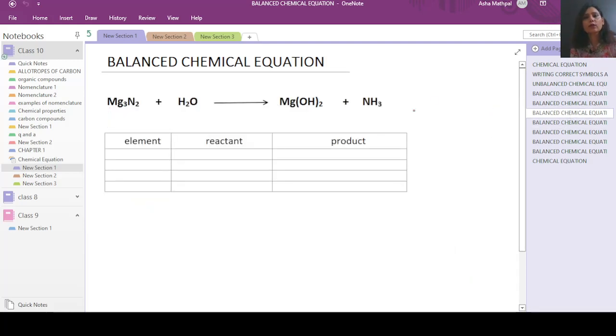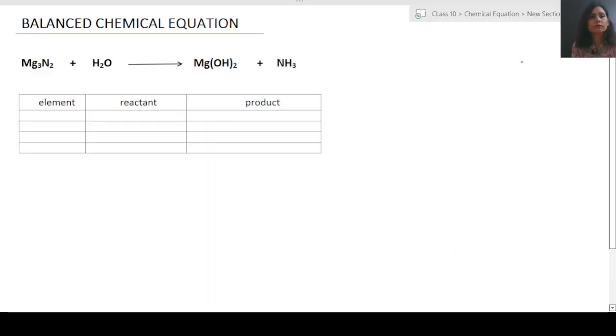Now this is another equation: Mg3N2 plus H2O gives us Mg(OH)2 plus NH3. Now first of all mention the elements: Mg, then N, then H and O. Okay, now count the Mg. Mg is 3 on the reactant side, mention 3. 2 is written at the foot of N, so write 2 here. H is 2, and at the foot of O nothing is mentioned, so it is 1.